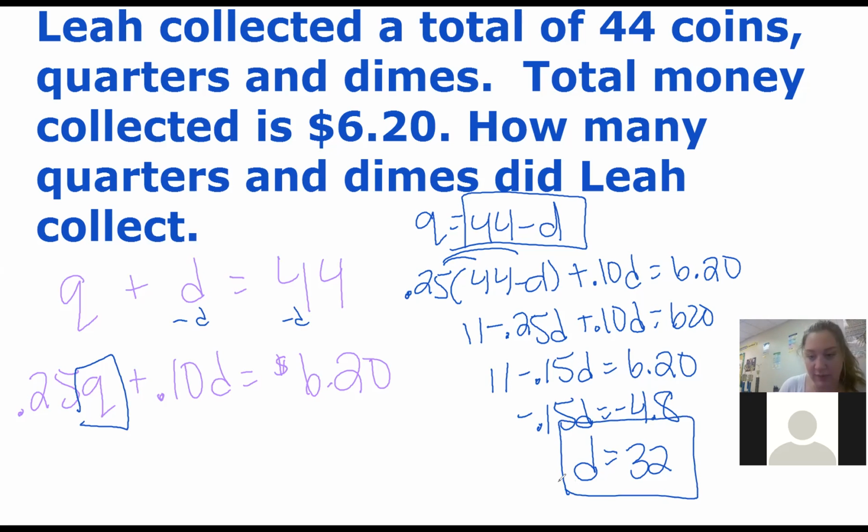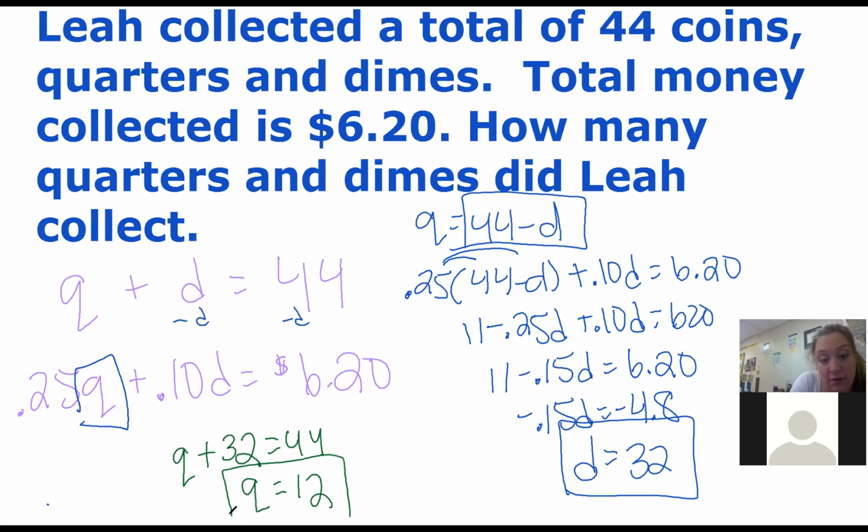And to get my quarters, we plug it into somewhere. I'm gonna do the first one. So Q plus D equals 44. So Q plus 32 equals 44, subtract the 32 over, I'm gonna get Q equals 12. So I have 12 quarters and 32 dimes.